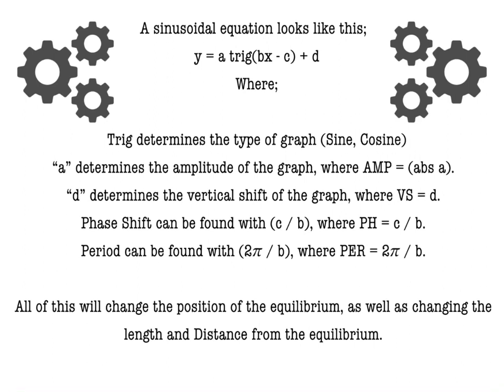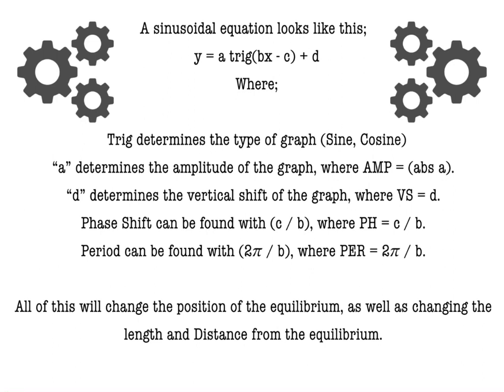A sinusoidal equation looks like this: y equals A trig (Bx minus C) plus D, where trig determines the type of graph, either sine or cosine. A determines the amplitude of the graph, where amplitude equals the absolute value of A. D determines the vertical shift of the graph, where vertical shift equals the value of D. Phase shift can be found with C divided by B, where phase shift equals C over B. And period can be found with 2 pi over B, where period equals 2 pi divided by B.